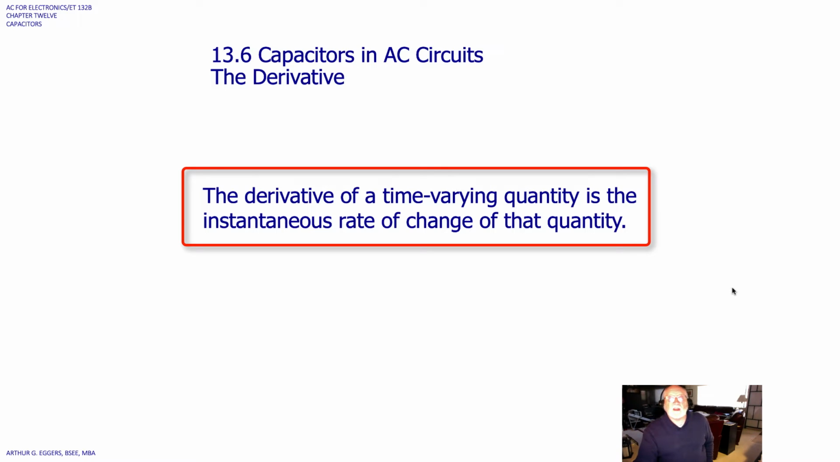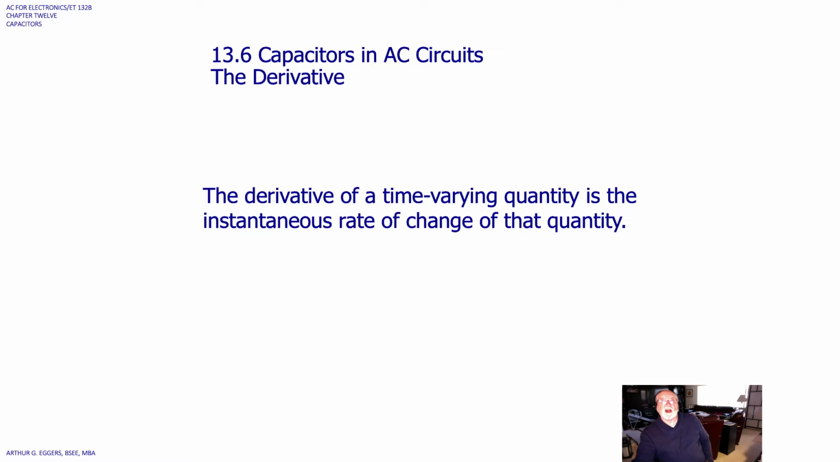So the derivative, as it applies to the AC signal and the characteristics of a capacitor: the derivative of a time varying quantity, okay, the derivative and time varying quantity go together, is the instantaneous rate of change. So we're looking at the derivative being the rate of change in that quantity. You should also start thinking of this derivative, or this rate of change, as the slope of the line, because that's how the slope of the line is defined in your math experience.